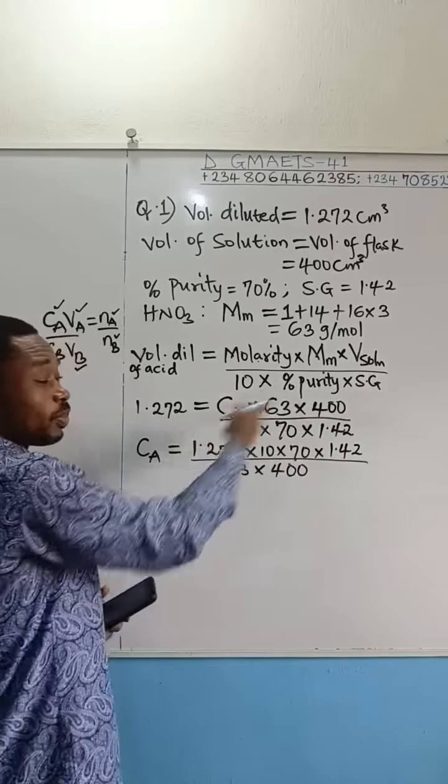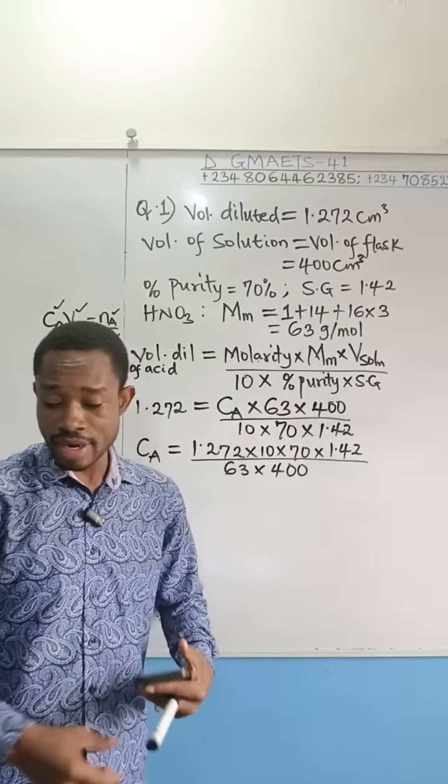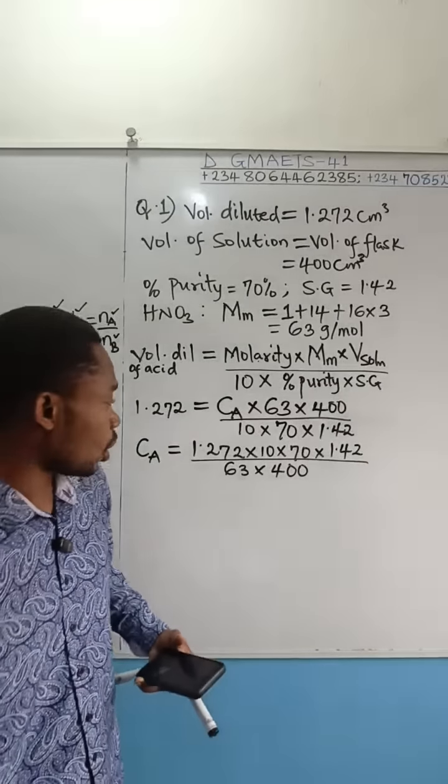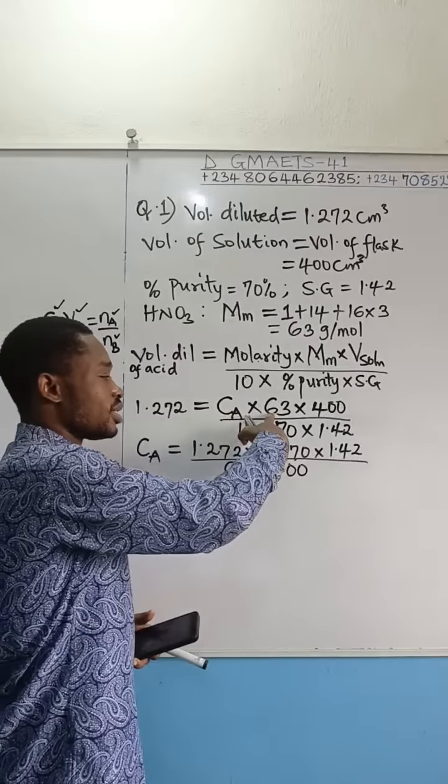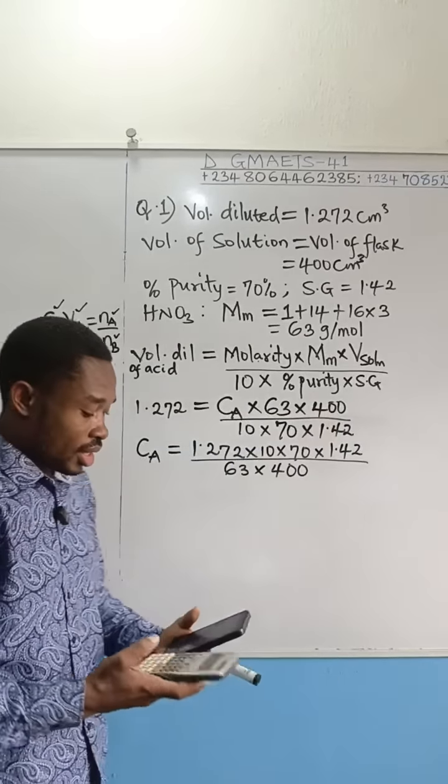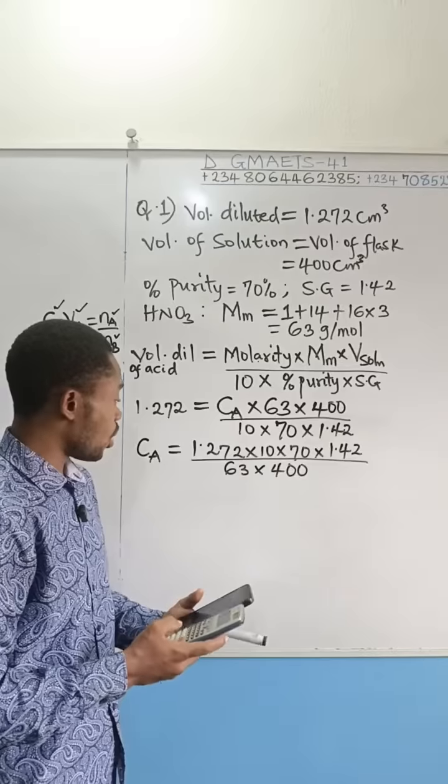You cross multiply and divide both sides by the coefficient of what you are looking for. The coefficient of our CA here is 63 and 400. So let us evaluate this and see what we are going to get.